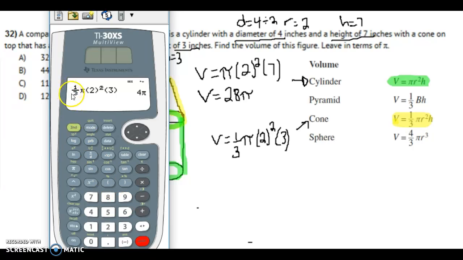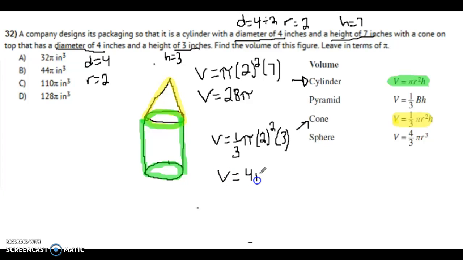If you don't have a calculator like this, you could just do it piece by piece. So you could say 2 squared, which is 2 times 2 is 4. 4 times 3 is 12. So far I've just taken care of the 2 squared times 3. And then to do a fraction, if you don't have a fraction button, you can always multiply by the top number and then divide by the bottom number. So I could do 12 times 1, which of course is still 12, and then I could divide it by 3. And that gives me 4, and then you would just put your pi back on your answer. So either way, our volume here is 4 pi.